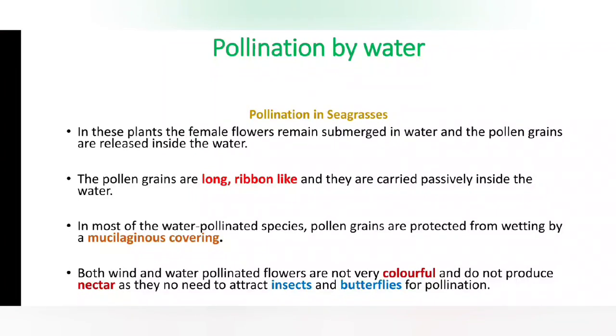inside the water. In most of the water pollinated species, pollen grains are protected from wetting by a mucilaginous covering. The pollen grain shouldn't get wet, so in order to avoid wetting, they are covered by a covering called mucilage. What is mucilaginous? A kind of paste, in other words, a paste-like covering.